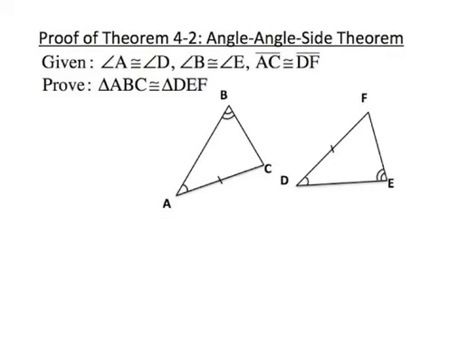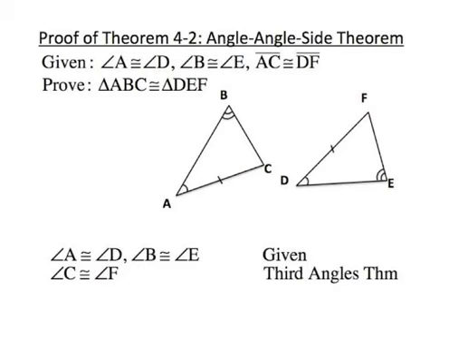So let's do a quick proof of theorem 4.2. We have the same triangles here, triangle ABC and triangle DEF. The first thing that we're going to do is state some given information. We're going to pull two parts of our given information out right here, and say that angle A is congruent to angle D, and that angle B is congruent to angle E, because it's given. And now, because of the third angles theorem, we can say that angle C is congruent to angle F. Now let's pull out that last piece of given information, that segment AC is congruent to segment DF.